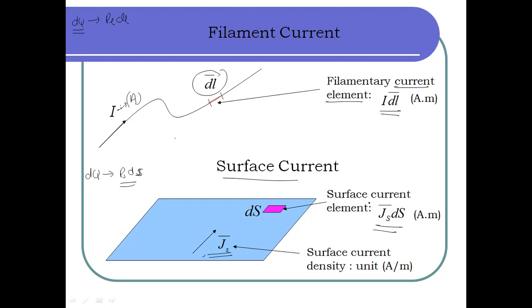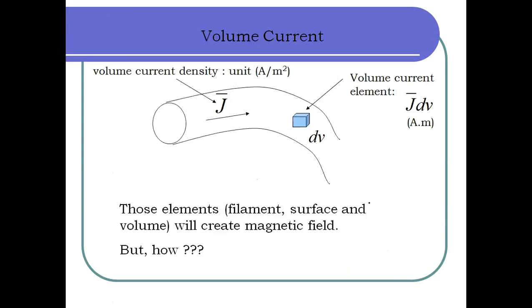The third general representation of the source that can be used to generate the magnetic field is the volume current. We represent the volume current with the J vector, the symbol for the volume current density, and the unit is ampere per meter squared. I believe we saw this J vector in our lecture on chapter 5, when we learned about current. It is related to the conduction current density, J equals sigma E, which we learned in chapter 5.